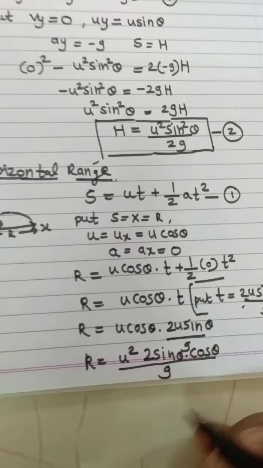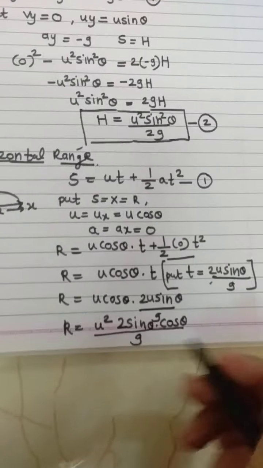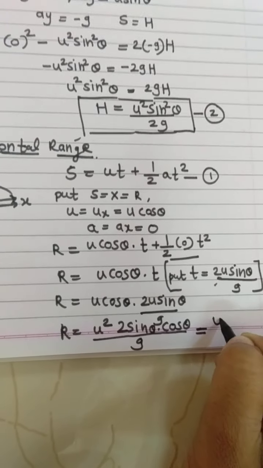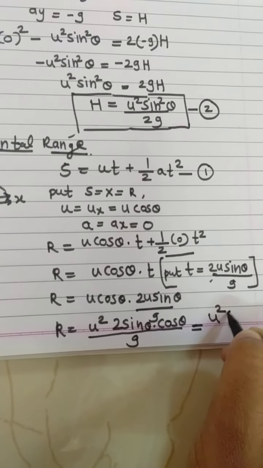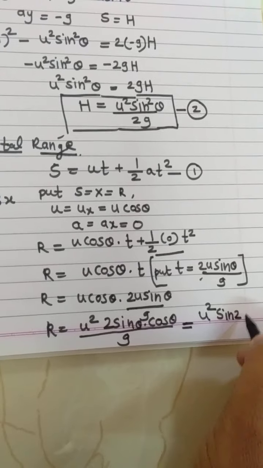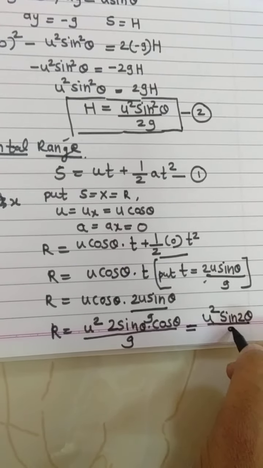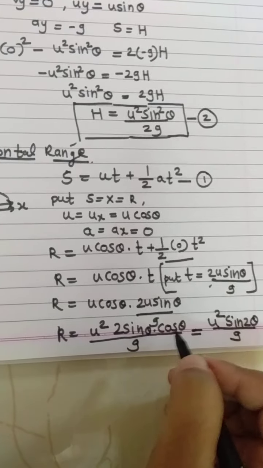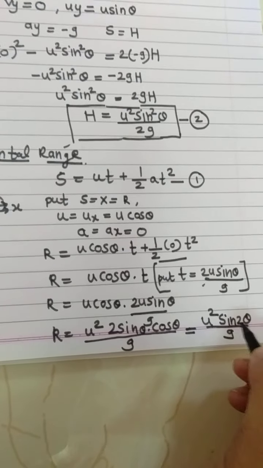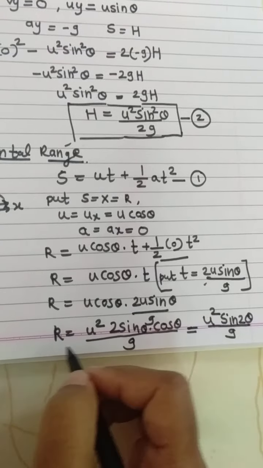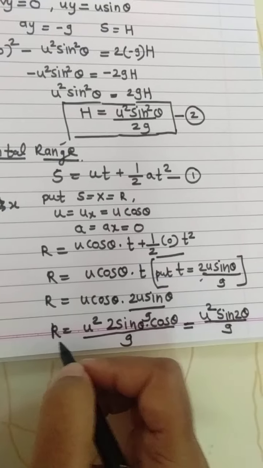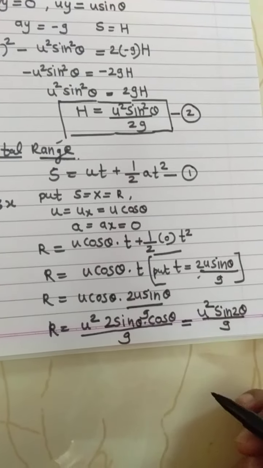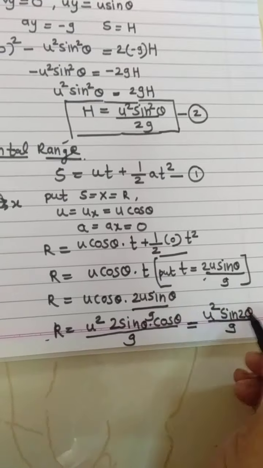So I will put this formula, and with the help of this we will write the equation for R. So this R is nothing but u square sin 2 theta upon g. See here, we have used the formula 2 sin theta into cos theta is nothing but sin 2 theta. So we have got the formula for R, that is R is nothing but u square sin 2 theta upon g.